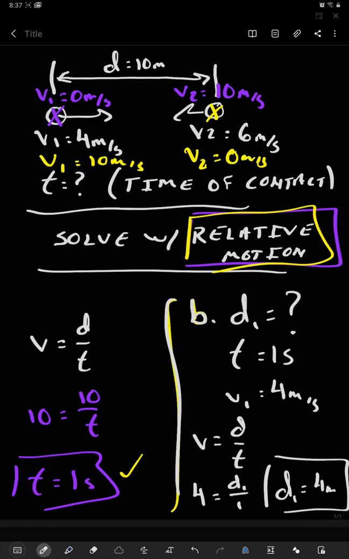So how do you get object 2's distance? Well, you could plug in 6 instead of 4, and you get 6 meters. Or we know the total distance is 10 meters. You could subtract the 4 meters that object 1 goes and get 6 meters also. So it all works out that way.